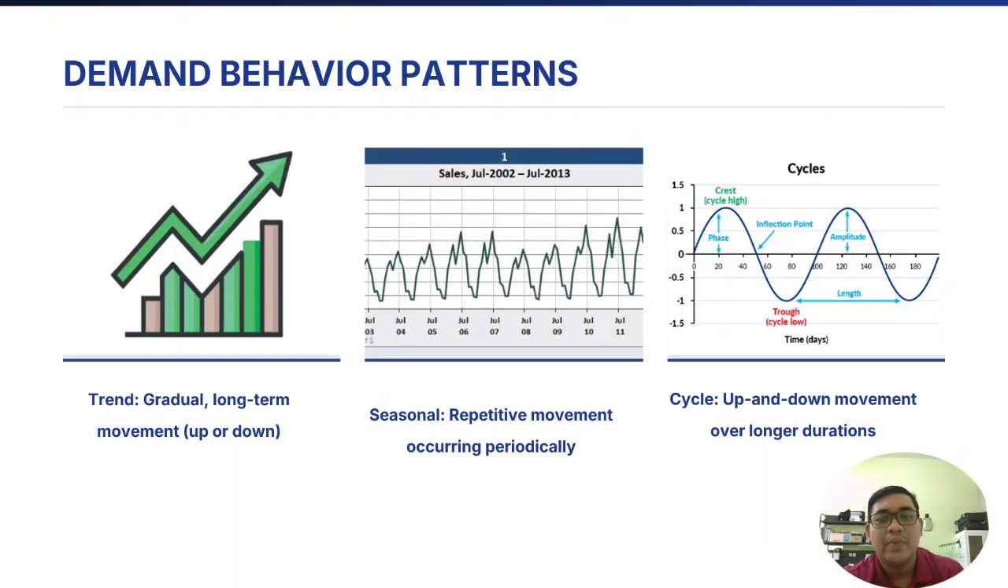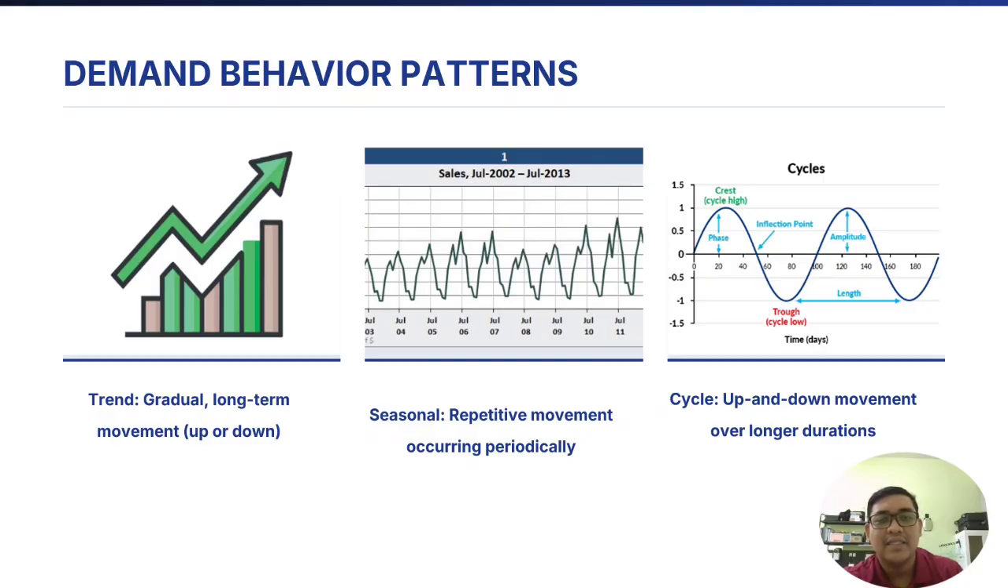Next, I will explain the different demand behavior patterns. There are three main patterns: trend, seasonal, and cycle. Trend. A trend shows a gradual long-term movement, either going up or going down. For example, if sales keep increasing slowly over time, this is an upward trend. Seasonal. Seasonal patterns show repetitive movement that happens periodically. This could occur every month, every quarter, or every year, like higher sales during festival season.